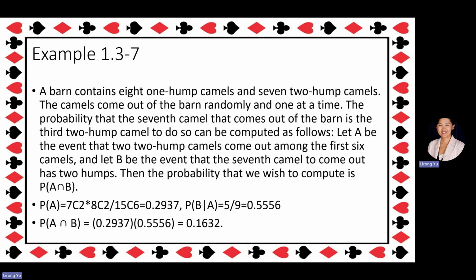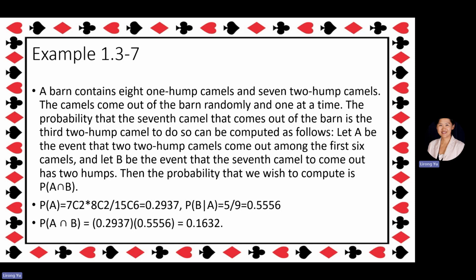A has to be the event that the 2 two-hump camels come out among the first 6 camels, and B will be the 7th one, which has to be a two-hump camel. All right. Now we can start calculating it. B is actually easier to find. You already have how many camels? You already have 6 camels out.